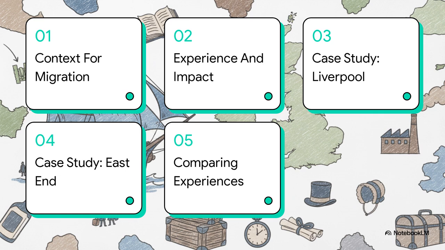Section 1, the context for migration. Section 2, migrant experience and impact. Section 3, a case study on Liverpool. Section 4, a case study on the East End. And finally, Section 5, comparing the two experiences. Let's get straight to work.